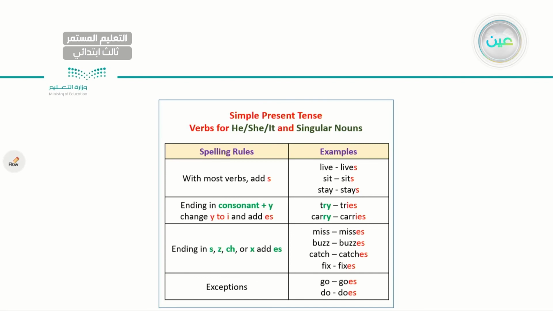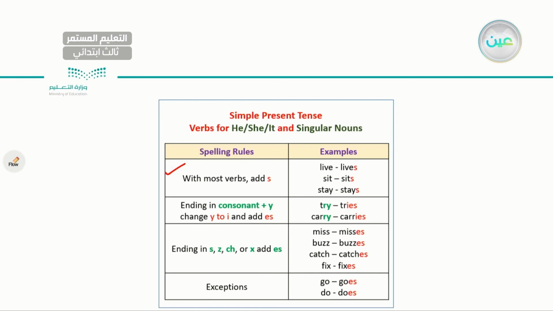Very good. These are some of the verbs. In some cases, as you can see, we just add s. So let's start with the first one. In some cases, we just add s as the first part here. Live, lives. Sit, sits. Stay, stays.